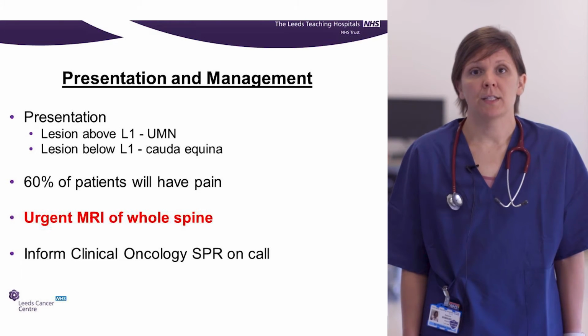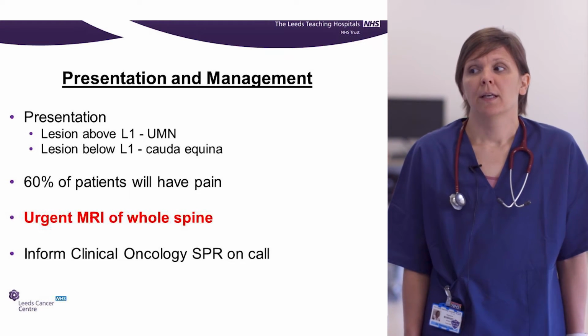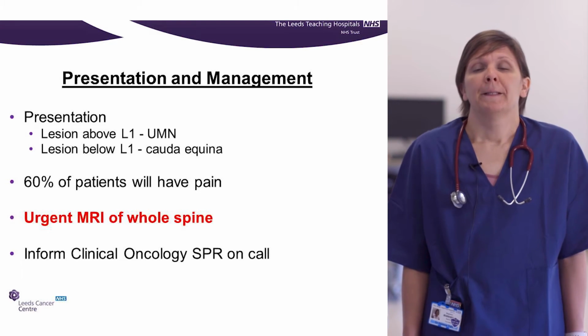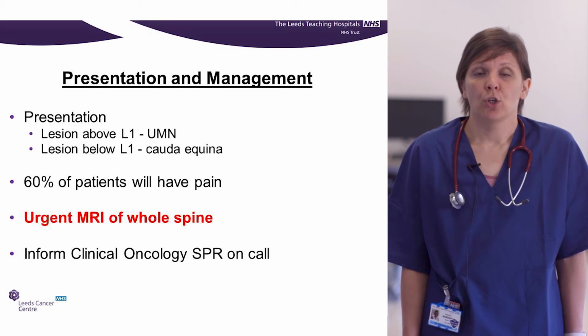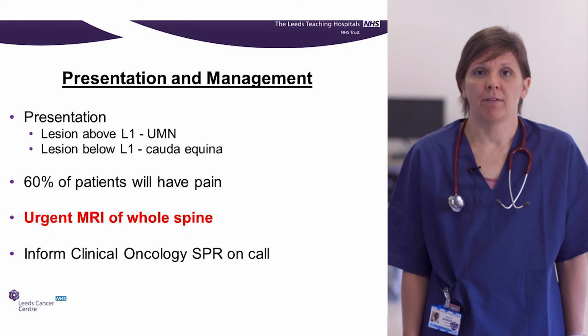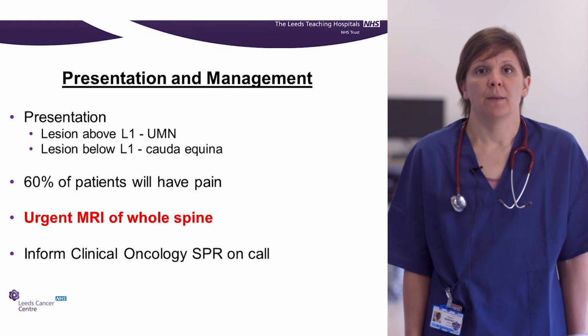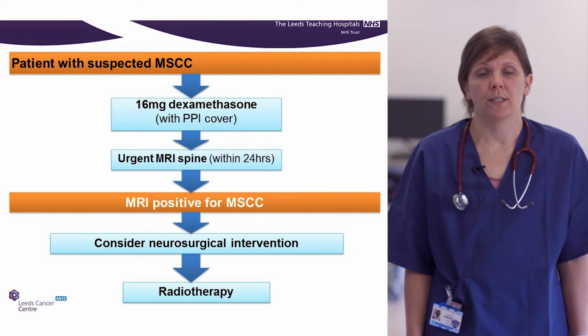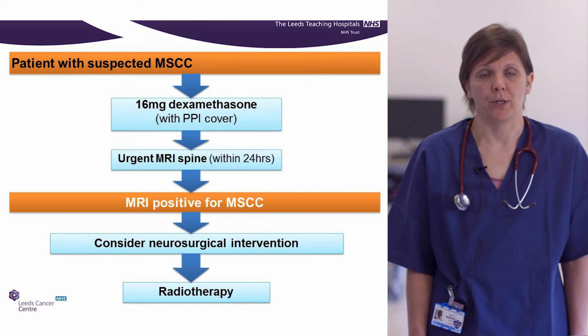And if a patient is presenting with those red flags, they require an urgent MRI of their whole spine. You also need to inform the clinical oncology registrar on call. I would, if a patient has a known malignancy, inform the clinical oncology registrar at presentation. If the patient is coming via A&E and doesn't have a known malignancy, having the MRI whole spine may well be useful prior to contacting the oncology team. So this is the pathway which should be utilised for anybody presenting with potential metastatic spinal cord compression.